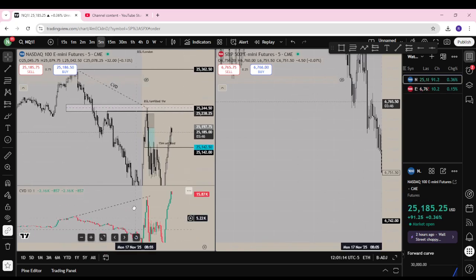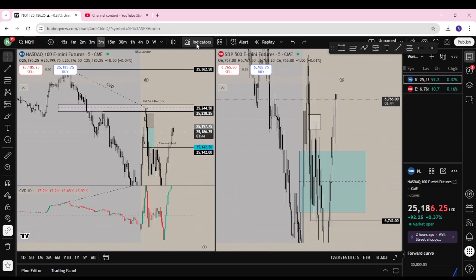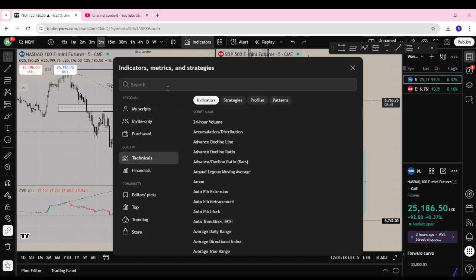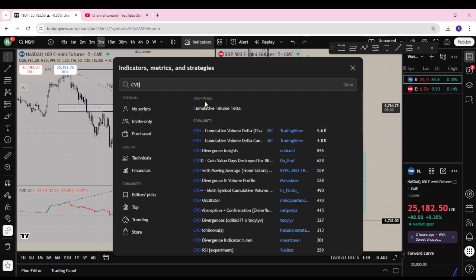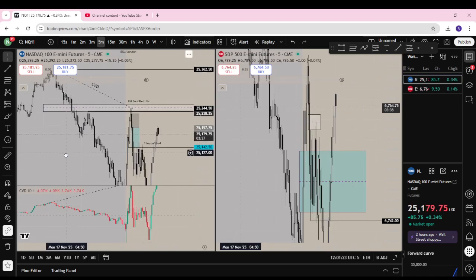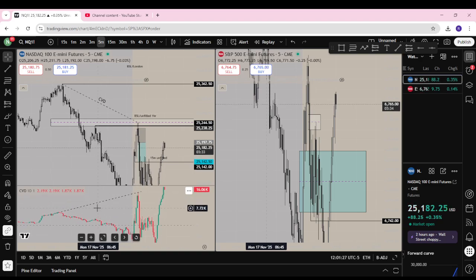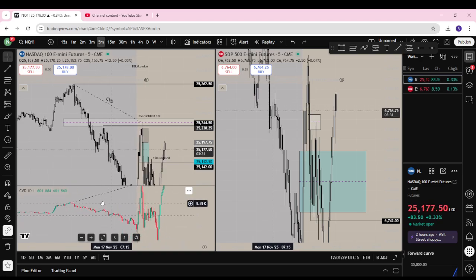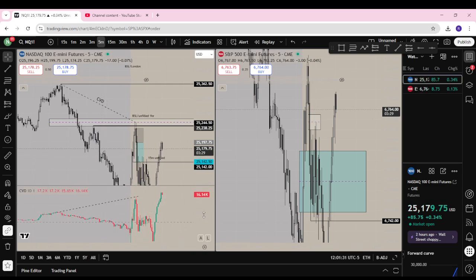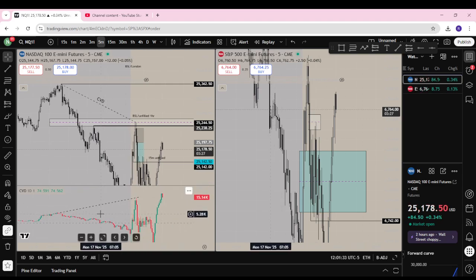A CVD divergence is essentially, this is it here. You can get this indicator on TradingView. If you just go into TradingView and search up CVD, it's called cumulative volume delta. And basically what this is, it shows buying pressure and selling pressure in the market. I feel like anybody can use this as an extra confluence, and it's a really strong one, because it basically shows when buyers or sellers get exhausted.